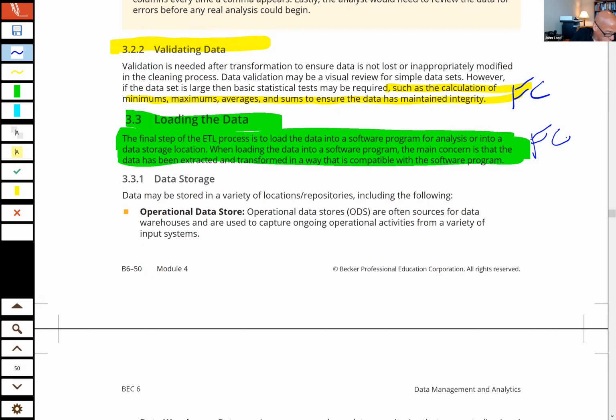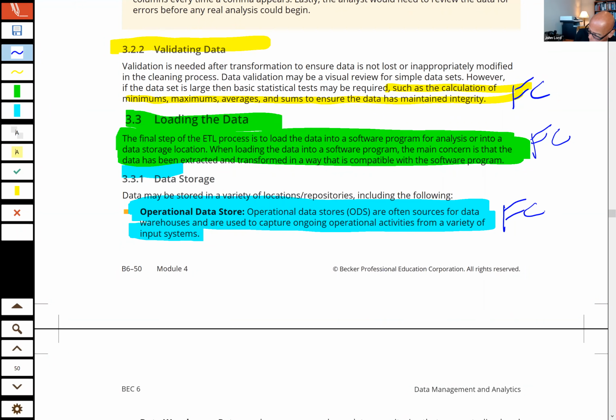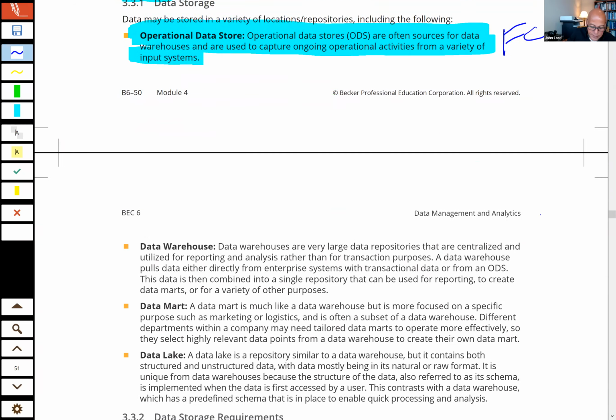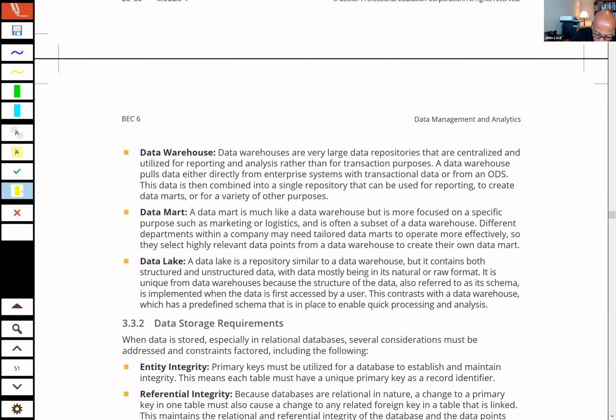And then data storage, and you can have operational data storage. Okay, these are often sources for data warehouses and used to capture ongoing operational activities for a variety of input systems. Okay, so we're kind of slipping back a little bit more into some just definitions. So flashcard that. A data warehouse is a very large, centralized repository that can be utilized for purposes other than transactions. Okay, there can be data marts.